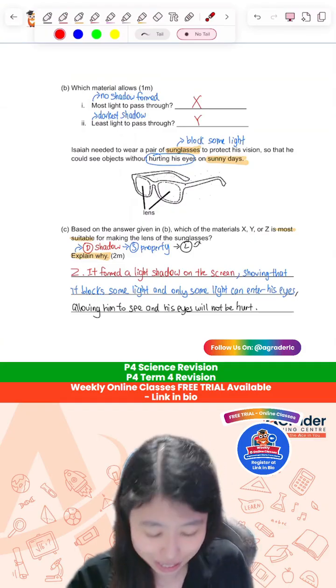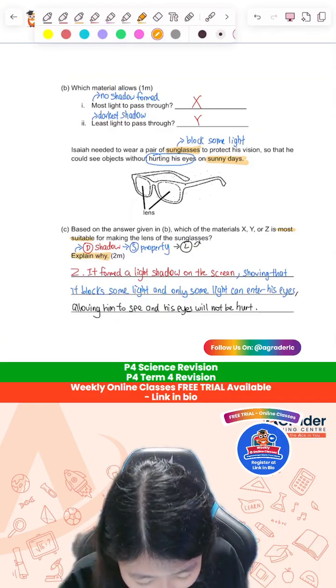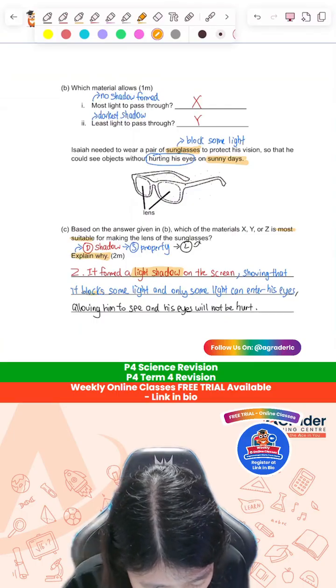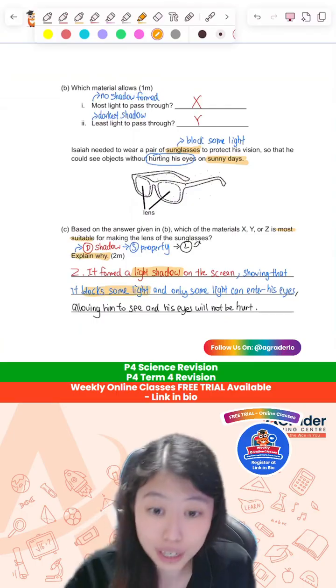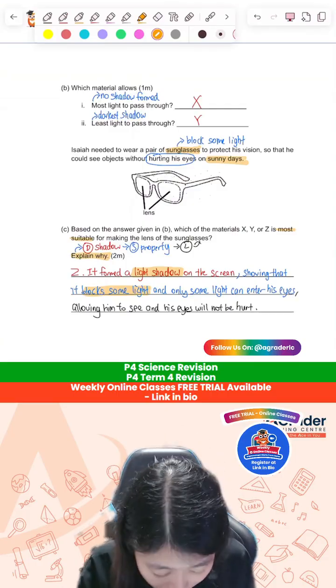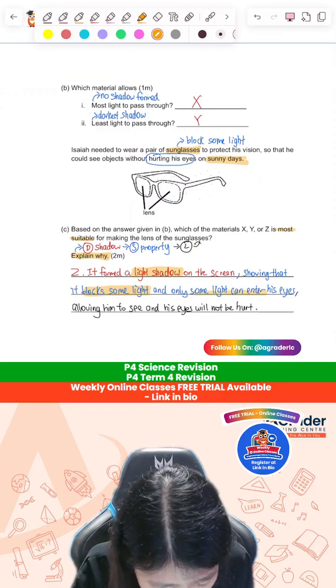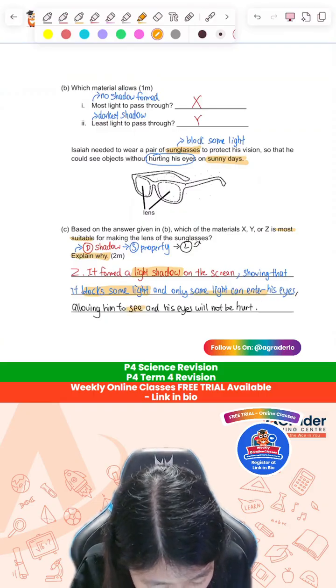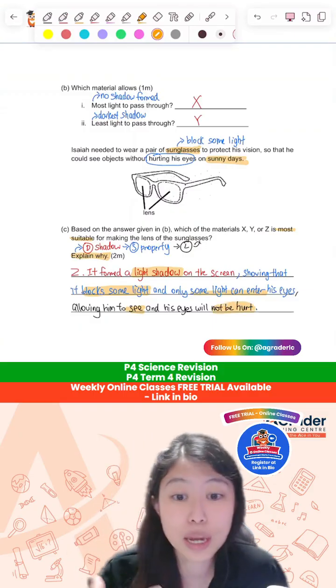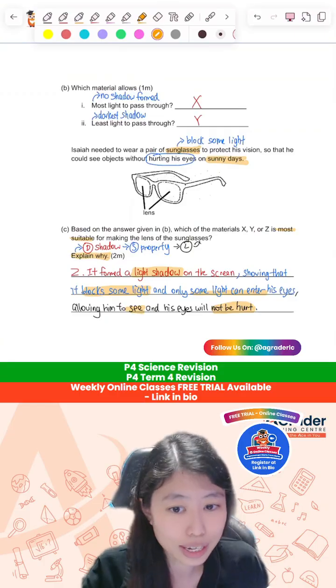Okay, I'm going to highlight the key things. So describe the results. Science concept: block sunlight. If you put allow sunlight to only allow sunlight to pass through, it is perfectly fine. They mean the same thing. So sunlight can enter his eyes, so he can still see, and his eyes will not be hurt because it's only some of the light, not all the light, entering his eyes.